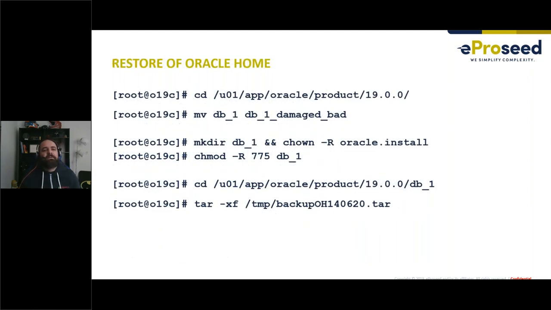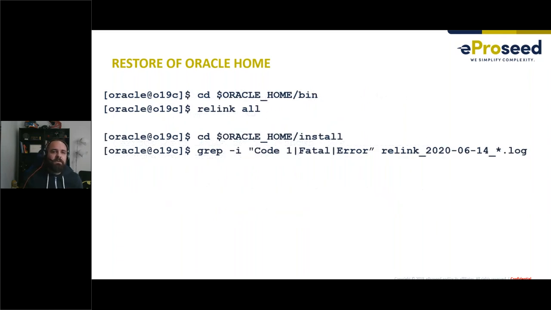So if something goes wrong during the patch exercise, you can easily move your damaged Oracle Home and then recreate the folder, set privileges, and then restore. After restore, after extract, we should issue a relink. So in this case, as Oracle user, go to Oracle Home bin and issue a relink all.